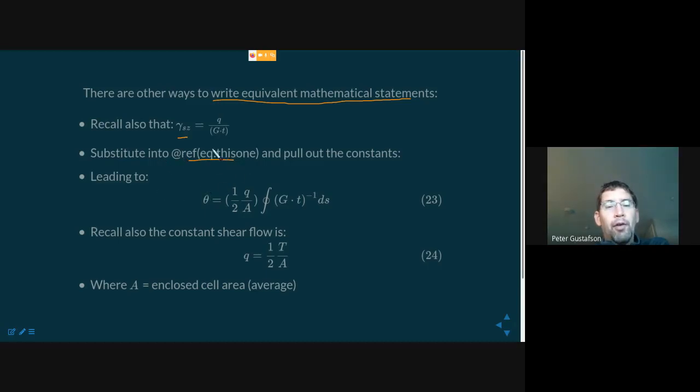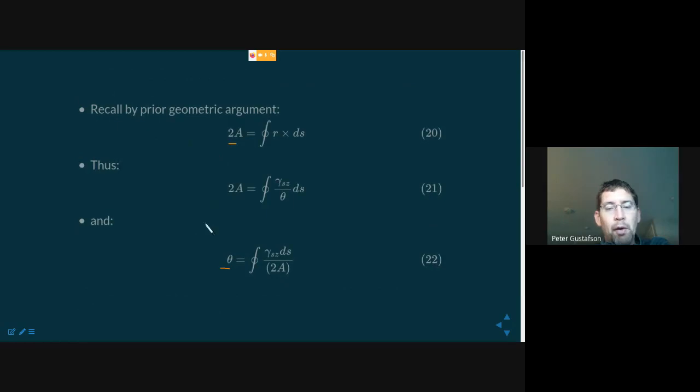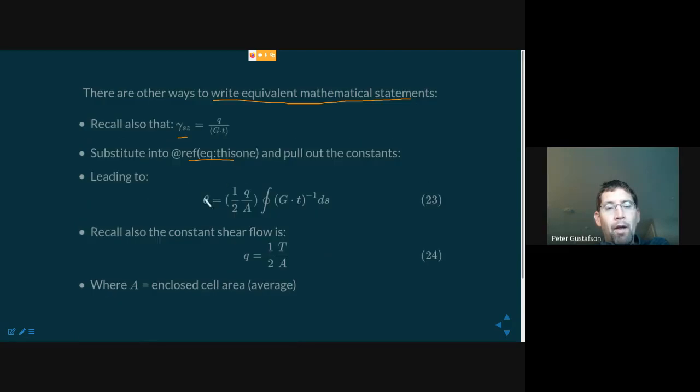So now the linking is broken in the presentation. It should show up just fine in the online notes. But if we plug that calculation into this equation, what we get is this result. That is the rate of twist is equal to 1/2 Q over A, the shear flow over the enclosed area, times the closed integral of 1 over GT. So GT inverse here. And of course, we also know what Q is in this equation. So we could go ahead and plug that in.